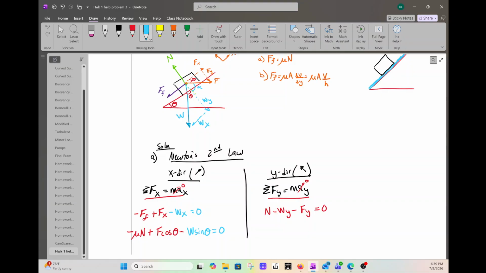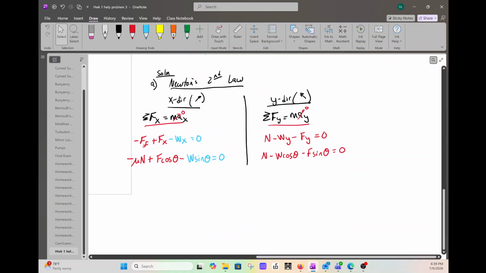Over here, we have the normal, and this is just W cosine theta minus F sine theta equals 0 in the y direction. Let me make sure F of y. Yeah, they did it slightly different, but that's okay. Sine. Yep. Okay. Now, I believe they gave you W.